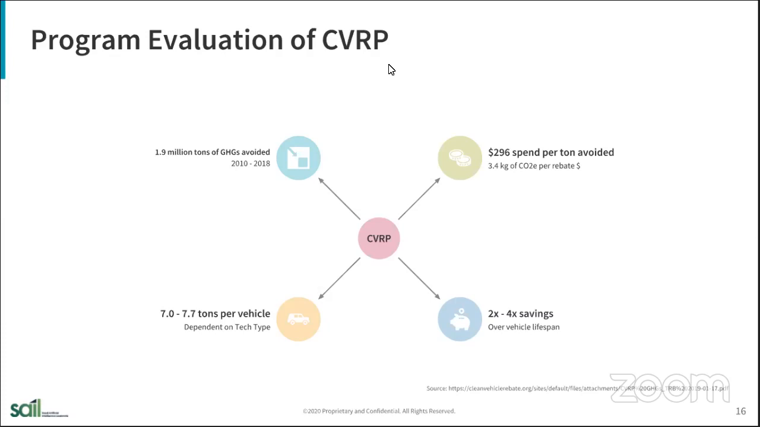So what was the end result? First, 1.9 million tons of GHGs were reduced. $296 per ton of GHGs were avoided. 2 to 4 times of savings in the lifespan, in the overall project life cycle of those vehicles. And so basically it was a very successful program that reduced GHG emissions fairly quickly.